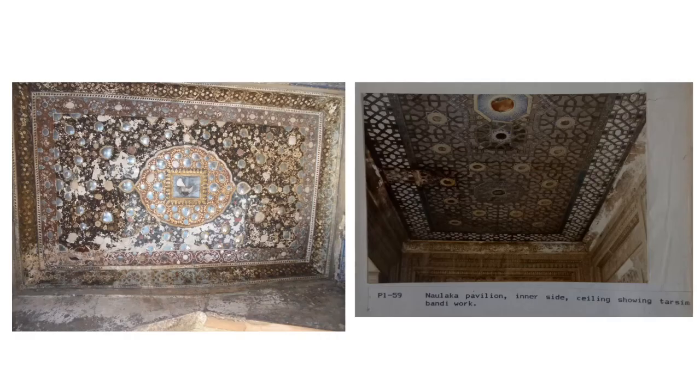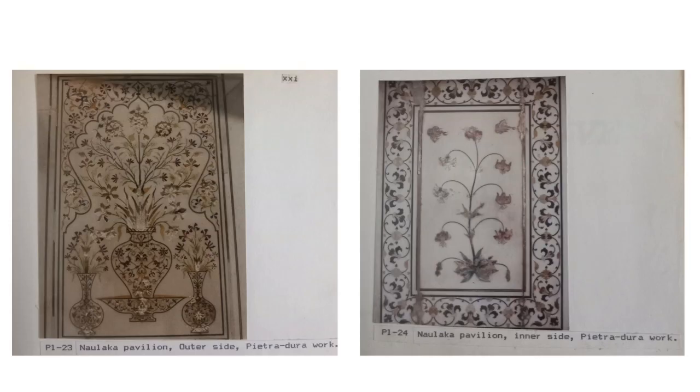Dear viewers, as I mentioned before, the ceiling of the Naulakha Pavilion is veneered by means of wooden painted paneling work with a combination of glass mosaic work. These two pictures clearly show us that the facade of this Naulakha Pavilion is exquisitely ornamented through Pietra Dura work, and these two floral vases are beautifully inlaid by means of the Pietra Dura technique.